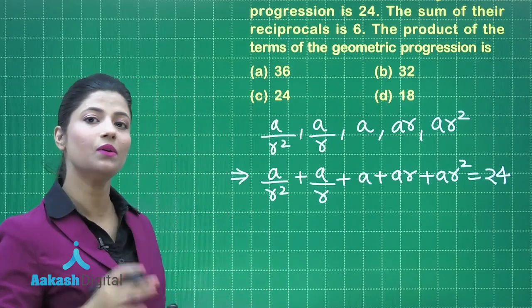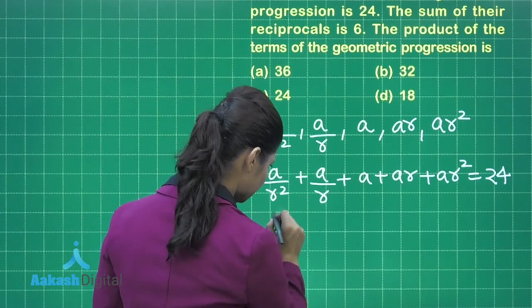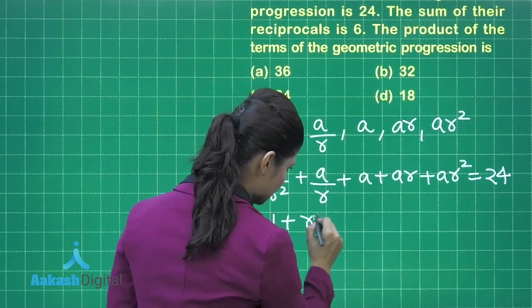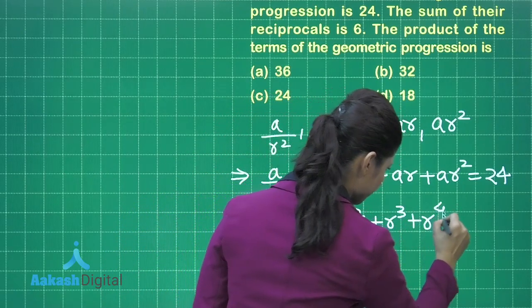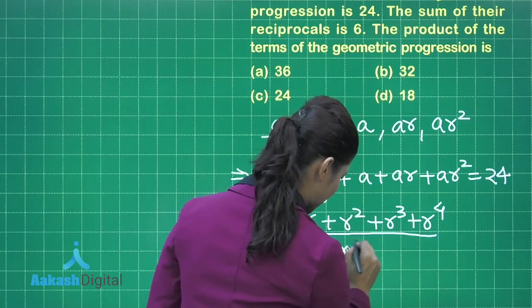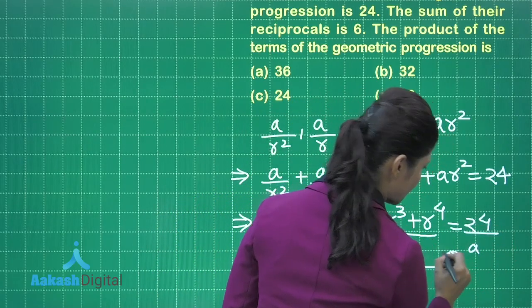So here you can easily take a common from all the terms on the left hand side, and you can also take LCM. After doing that simplification, you will clearly obtain 1 plus r plus r square plus r cube plus r raised to the power 4, whole upon r square, is equal to 24 upon a. Let's consider this to be the first equation.